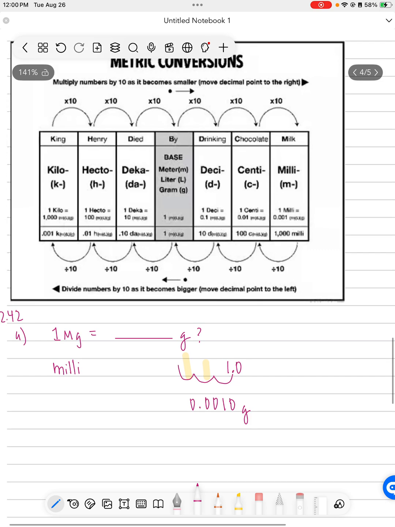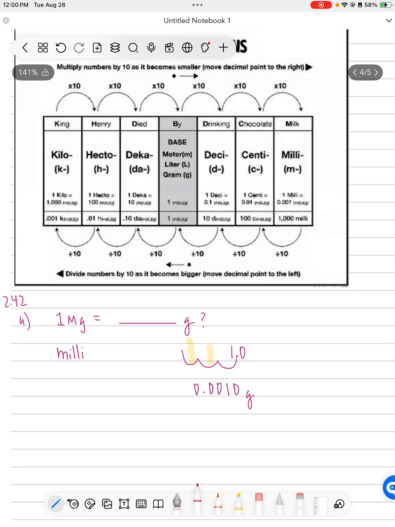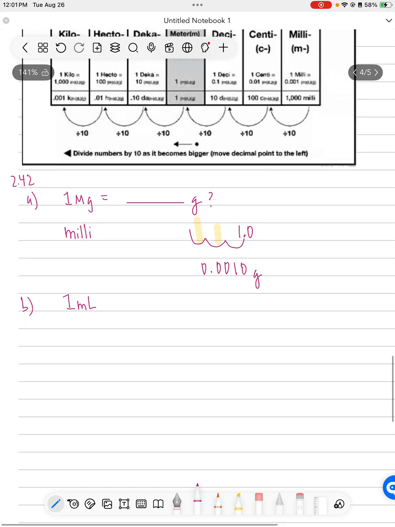Okay, so the next problem is going to be 2.42b, which is 1 milliliter. We have 1 milliliter. And we want to go to, well, it says microliters, and I don't have microliters up here. So let's skip that one for now, and we'll come back to it so that I'll get a better picture that includes microliters. Instead, let's do C.